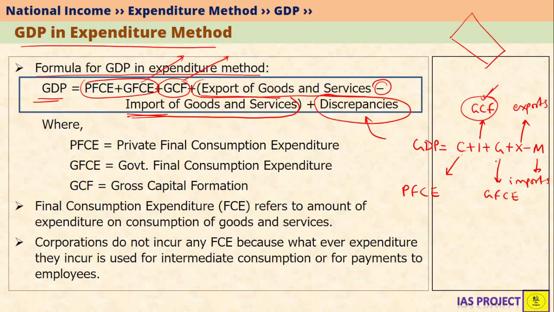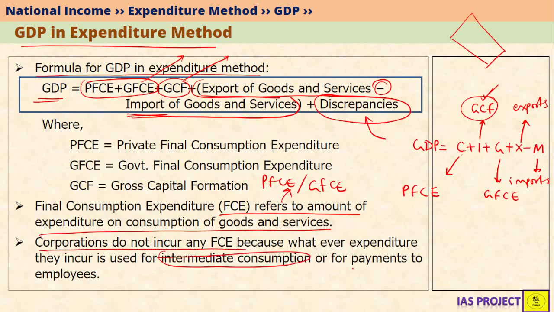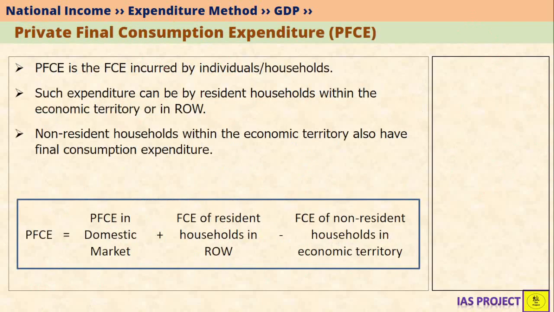G stands for GFCE, that is government final consumption expenditure. So final consumption expenditure refers to the amount of expenditure on consumption of goods and services. This can be of two types we have seen. It can be PFCE or it can be GFCE. Again, I am repeating this point. Corporations do not have any final consumption expenditure. They only have savings. Corporations do not incur any final consumption expenditure because whatever expenditure they incur is used in terms of intermediate consumption or for payments to employees. So corporations do not have any final consumption expenditure. They have only savings.